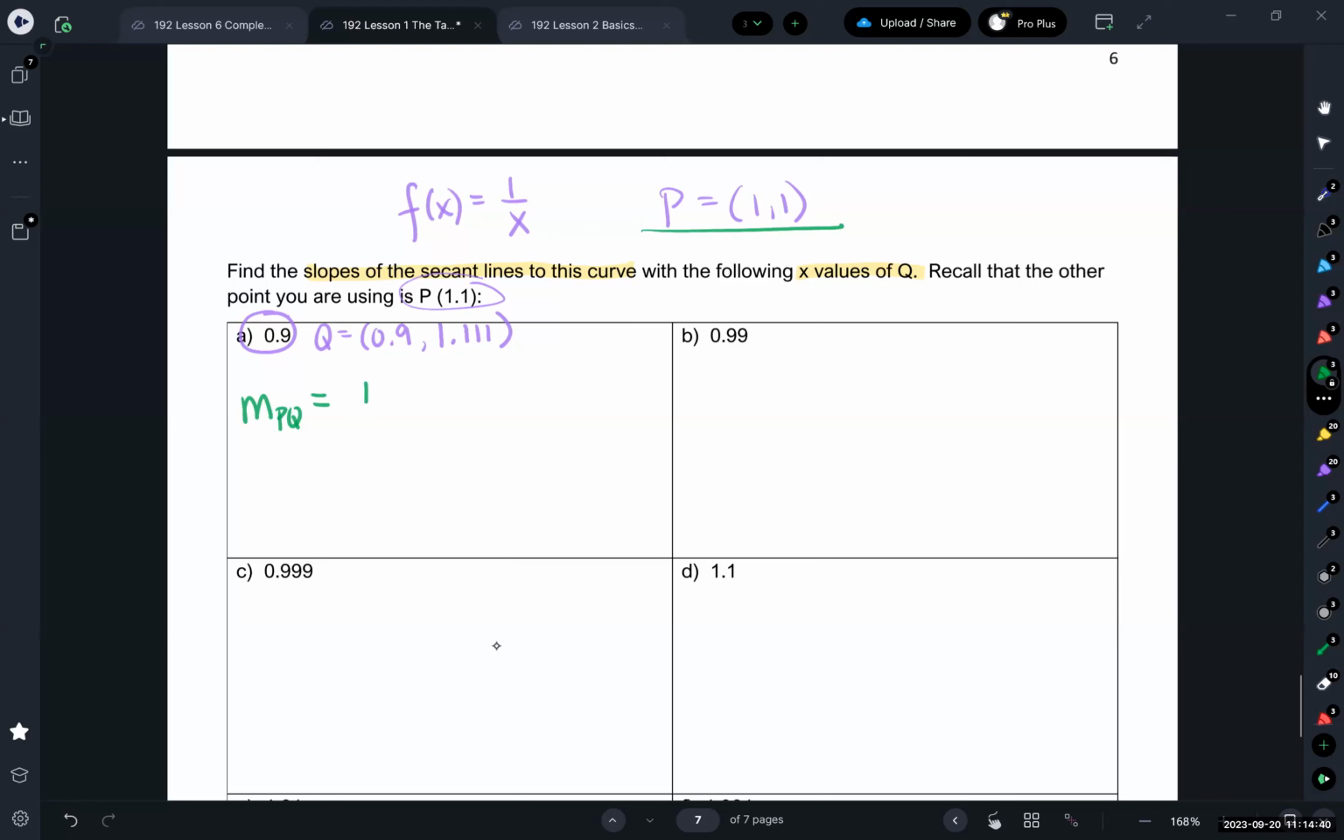So I'll do y minus y over x minus x. And again, plug that into my calculator. And I get negative 1.111.